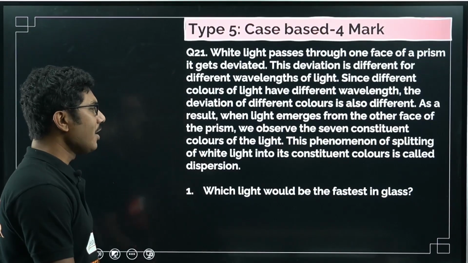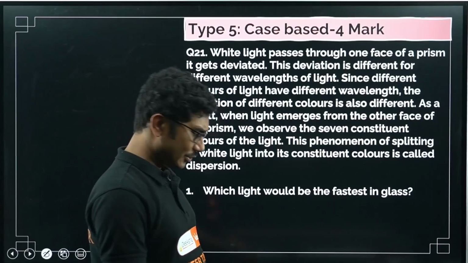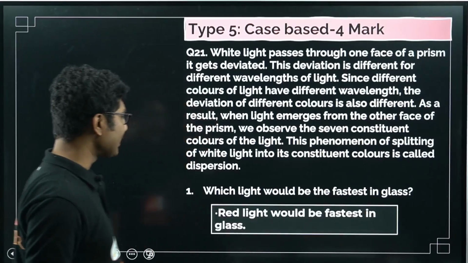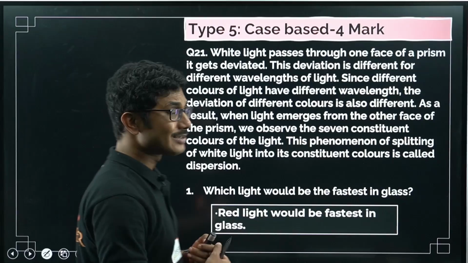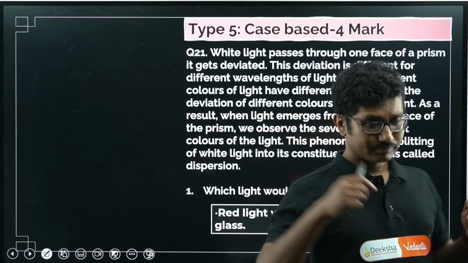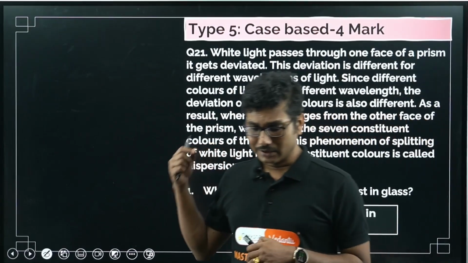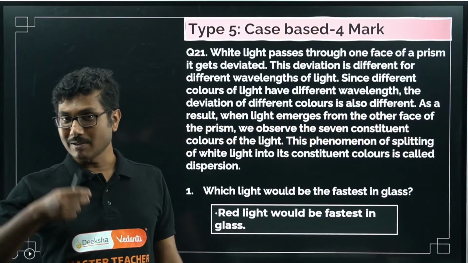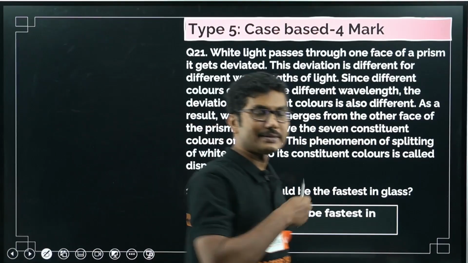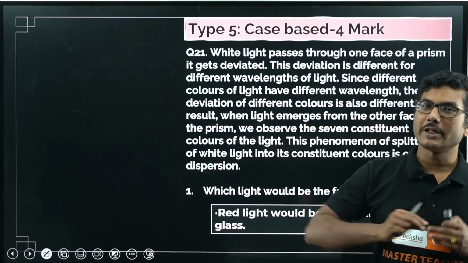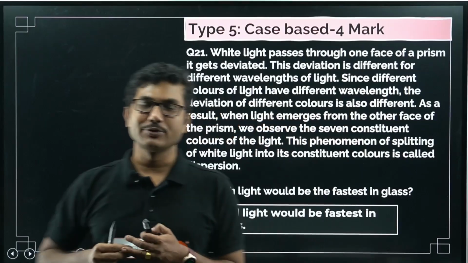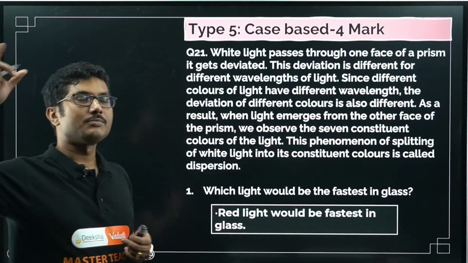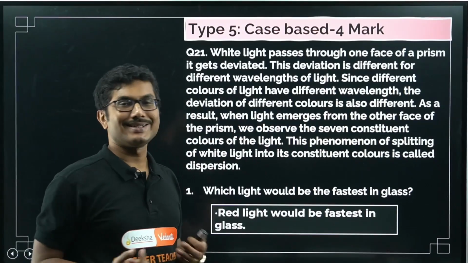Which light would be fastest in glass? If you know which light is fastest, red light would be fastest in glass because it scatters the least. Violet light is the slowest in glass because it scatters the most. So whoever is fastest will pass with the smallest possible path, right? And as you know, red light travels the smallest path because it is the fastest light.